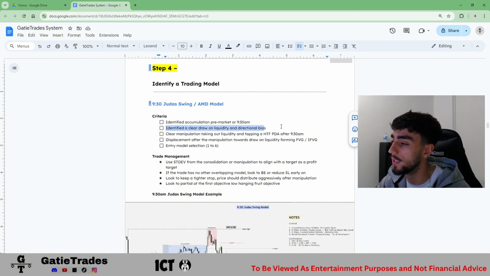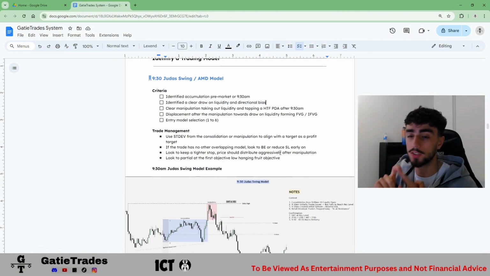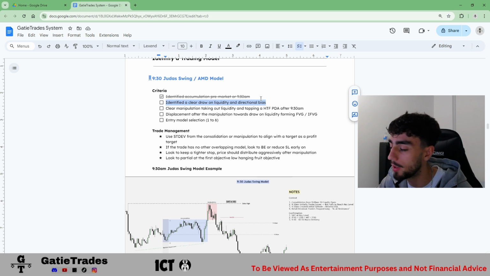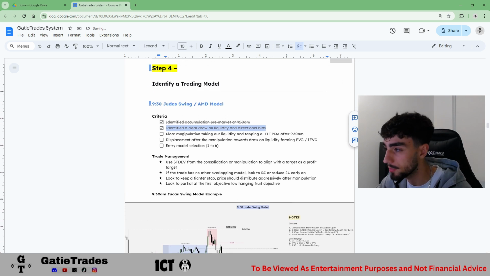Identify a clear drawn liquidity and directional bias. So that's the first thing: can I identify a clear accumulation pre-market or forming at 930? That's step 1. Let's say that's checked. Step 2, identify a clear drawn liquidity. If there's no drawn liquidity or directional bias, how do I do this part? This is the most important step of every single model I'm going to be teaching. If there's no drawn liquidity or directional bias, I wait. You'll hear me say it every time in my live stream: I'm waiting for more information because I'm 50-50. I always wait.